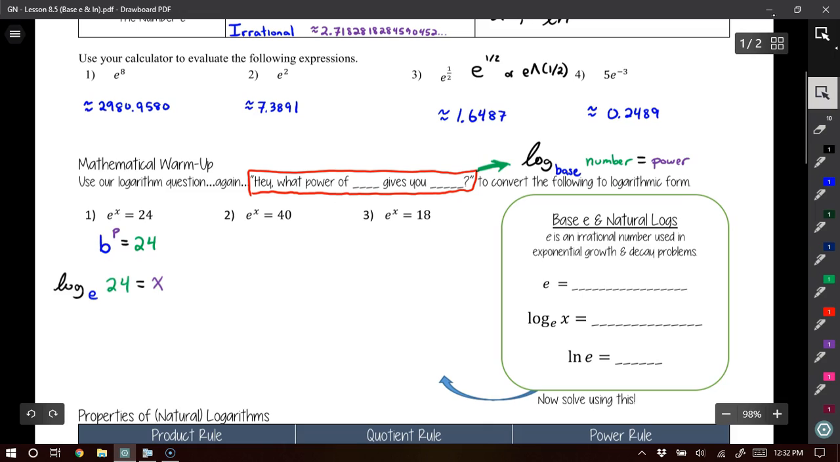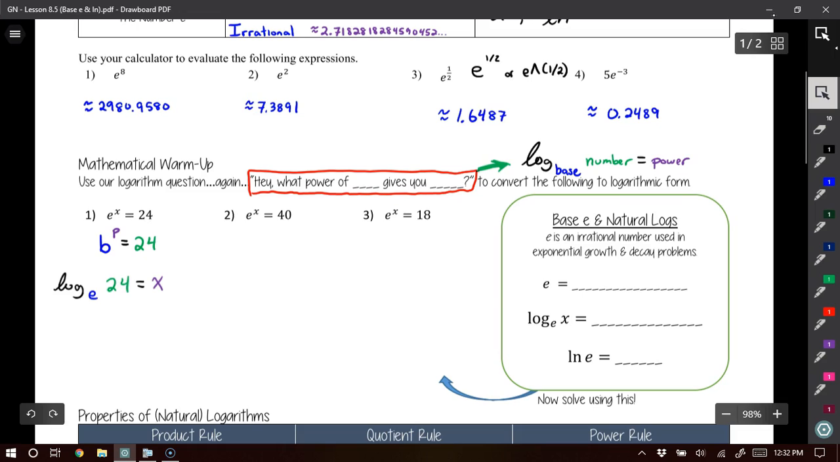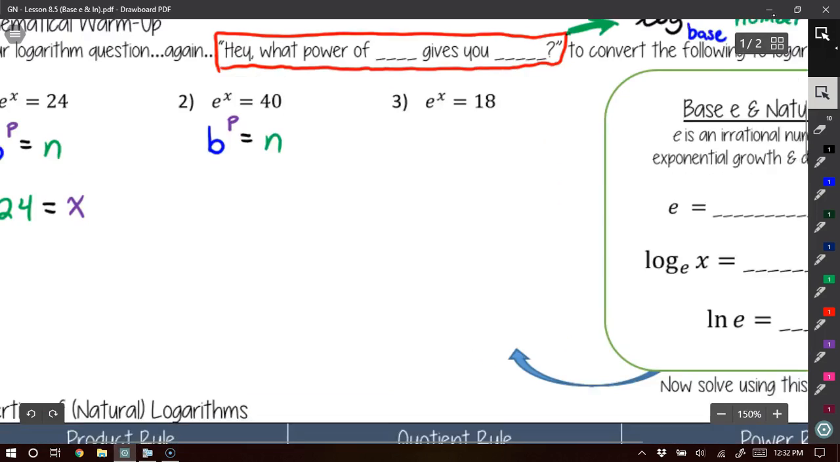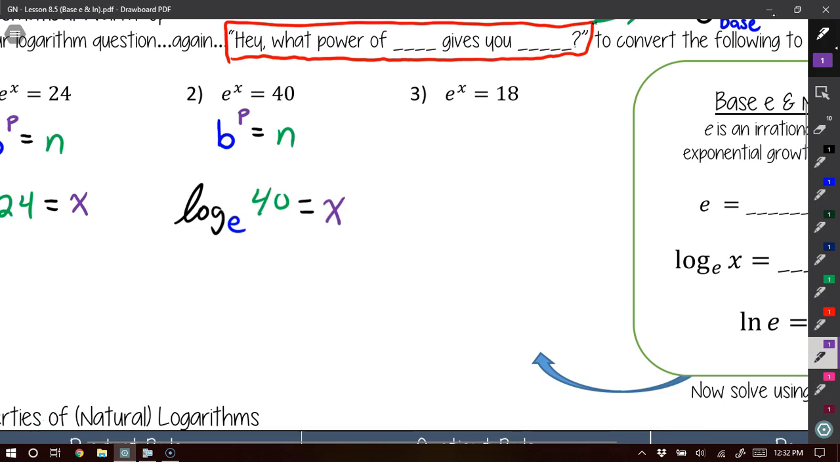That is the way we've done it in all the previous videos. And we're going to realize that we can do this for all of them. So I can use this base to power equals my number repeatedly. Now in this case, I use 24 here. I'm going to use n for my number. Same idea. I'll duplicate it, slide it over. Can we convert this one to just plain old log? What's my base? What power of e gives me 40? That's what that question is telling me. And it's telling me that power is x. Done. I converted to logarithms.